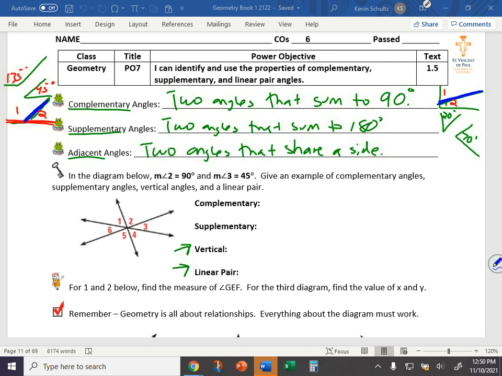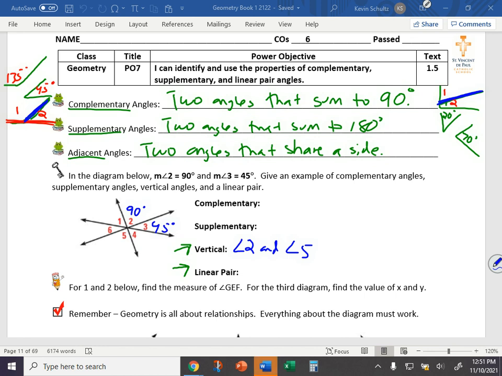Fantastic. So in the diagram below, angle 2 equals 90 degrees. Mark that in there. Angle 3 is 45 degrees. Give an example of complementary angles, supplementary angles, vertical angles, and a linear pair. Where do you want to start? You can pick any of those four to start with. Caleb? Vertical angles, and the 2 and 5 would be vertical. Okay, one option, angle 2 and angle 5. They share a vertex and are opposite each other.